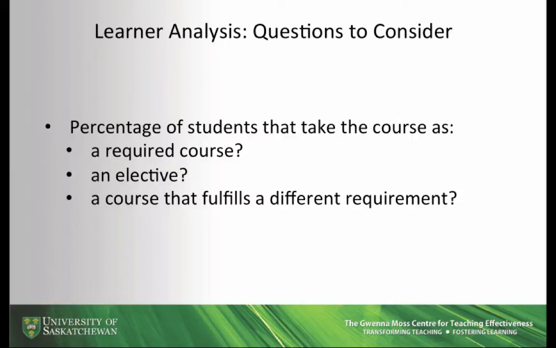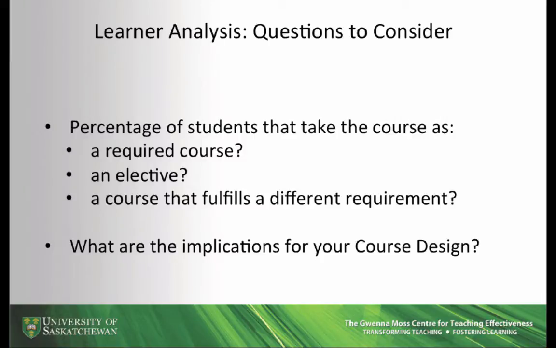The first one we're going to look at is the percentage of students that take your course as a required course, or what percentage take it as an elective. What percentage take it as a course that fulfills a different requirement, say required 6 credits in humanities, for example. So what are the implications of these things for your course design?